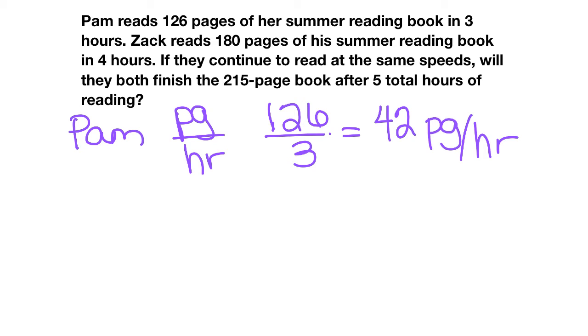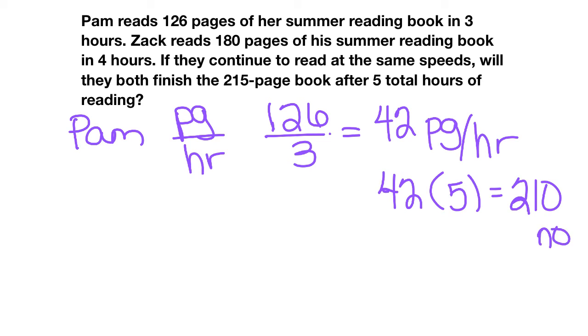And if her speed is consistent, we can take her unit rate of 42 pages per hour and multiply it by 5 hours. By doing this, it tells us that in 5 hours, Pam can read 210 pages. Unfortunately, that's not 215 pages, so no, Pam cannot meet this goal.